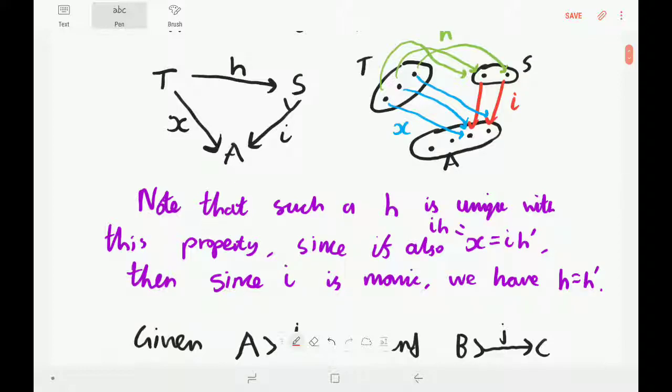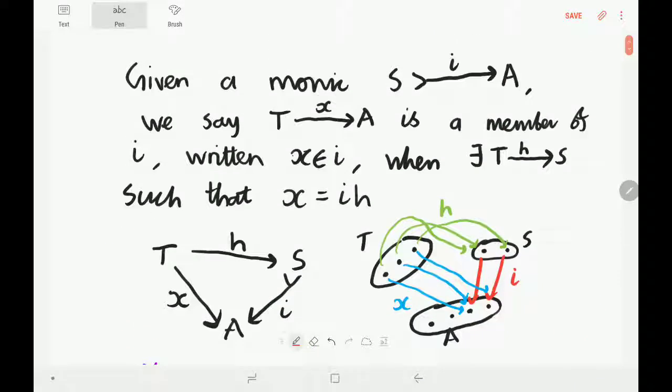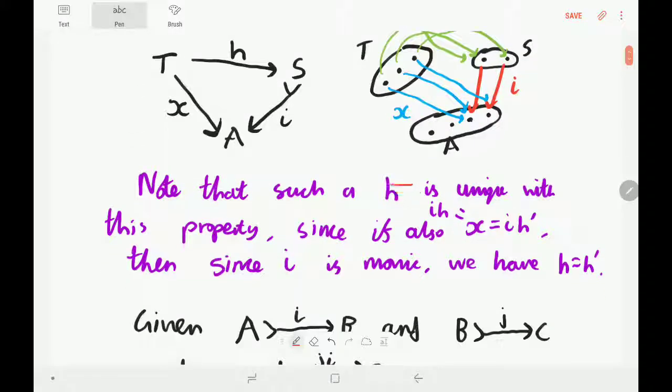Also notice that when we do have X is in I and I is monic, like in this video, whenever we write X in I, we assume that I is monic. That means that this H, the thing that we precompose with, is actually unique, because we need that X is equal to IH. Well, if it was another H', then IH is X is IH'. Since I is monic, that implies H equals H'.